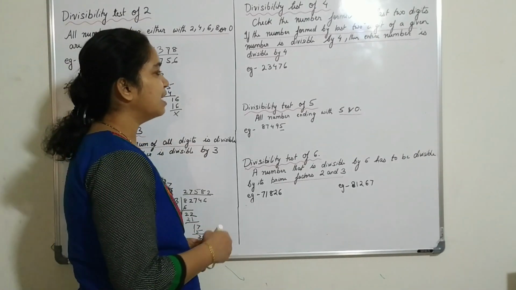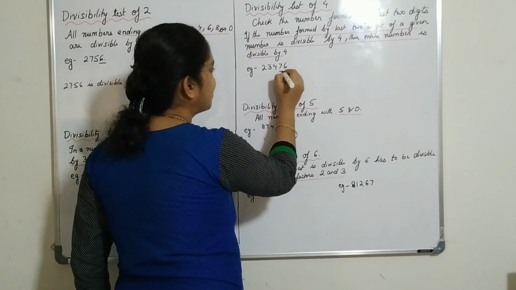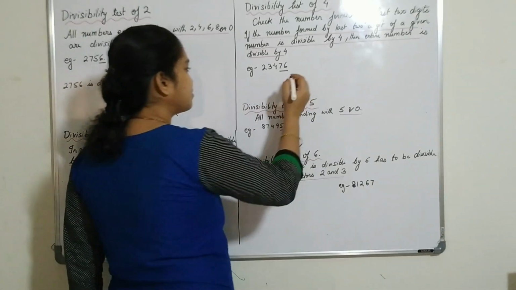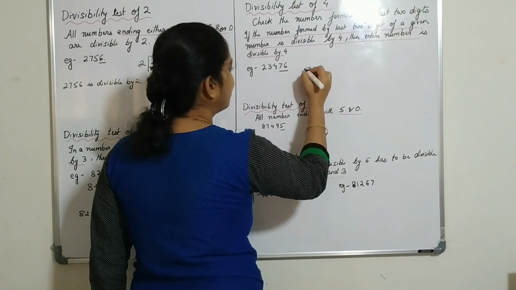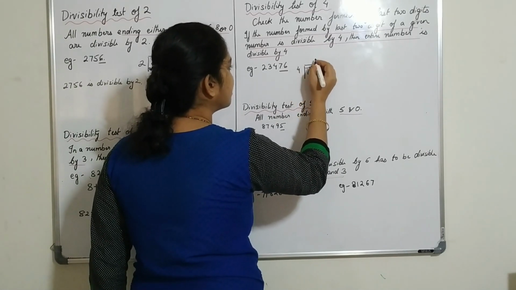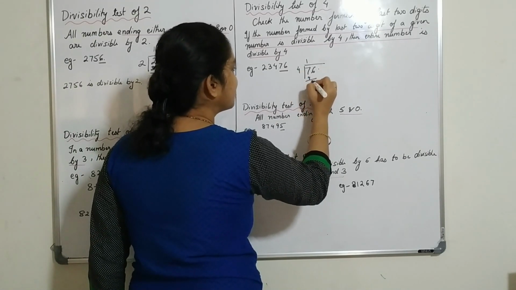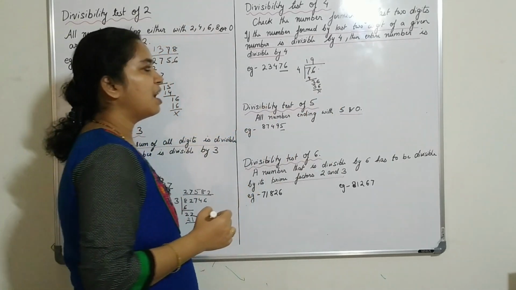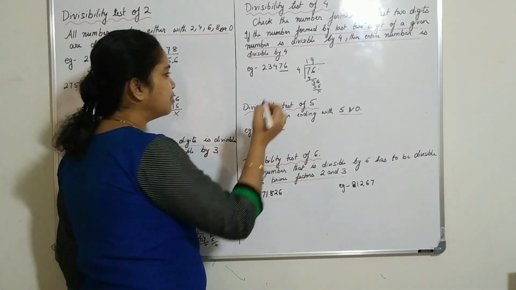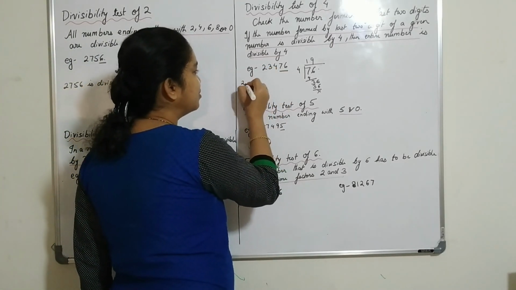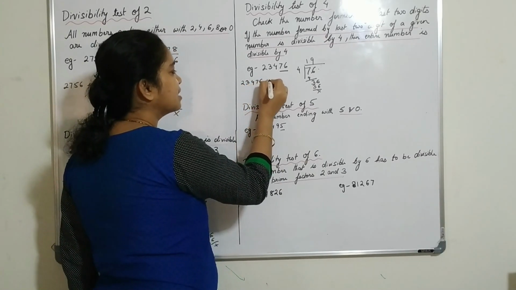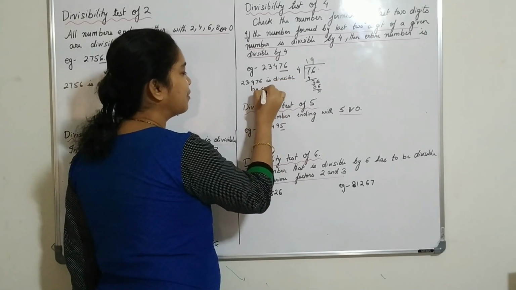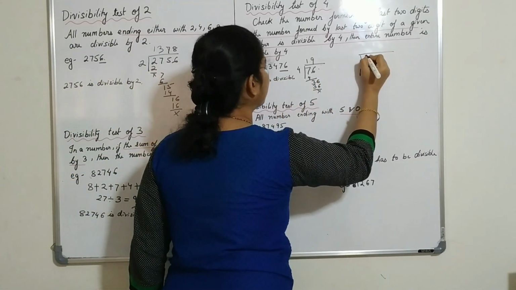You have to see the last 2 digits of a given number. If they can be divided by 4, then the entire number is divisible by 4. So can 76 be divided by 4 or not? You have to see, 4 ones are 4, 4 9s are 36, so it can be divided, and the answer comes to 19. So the whole number, that is 23476, is divisible by 4, and we can check it also.